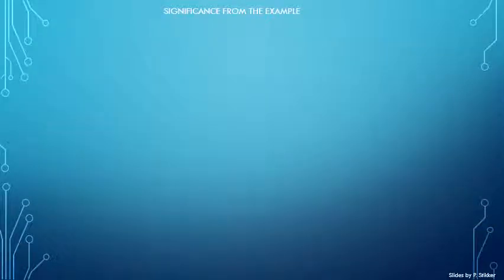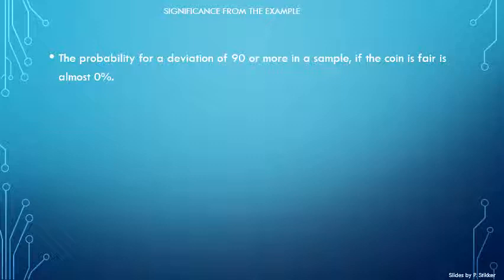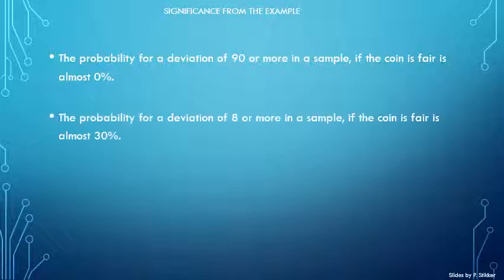So getting back to our example, the probability for a deviation of 90 or more in a sample, if the coin is actually fair, is almost 0%. It's extremely low. This probability can be calculated. It's actually using a binomial probability, but that's besides the point for explaining significance in general. How the significance is calculated depends on each different situation.